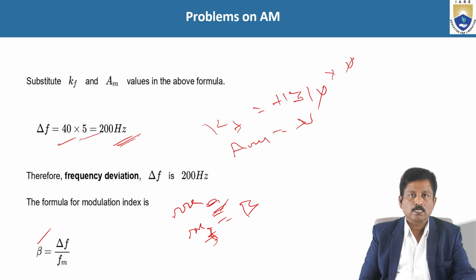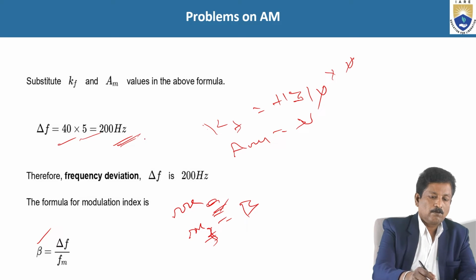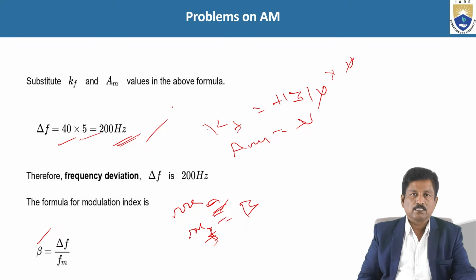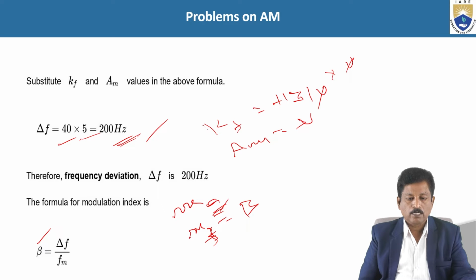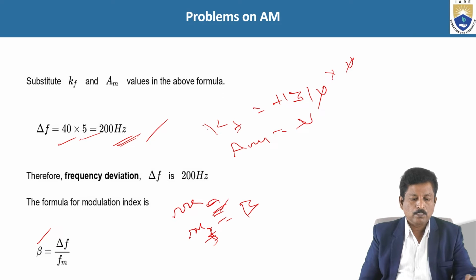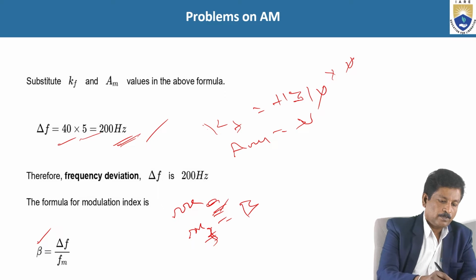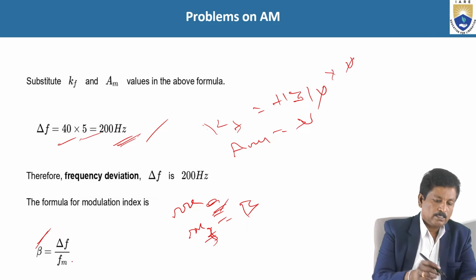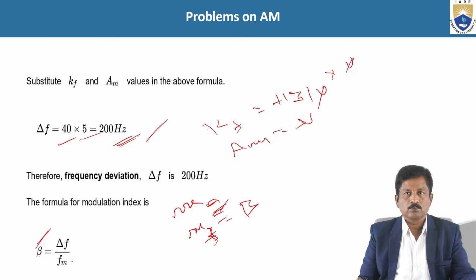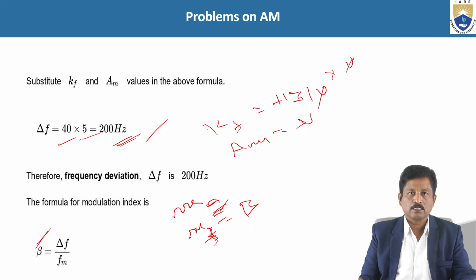You know what delta F is. What you calculated in the previous one, the frequency sensitivity, is given by AM into KF, so 200 hertz. We are going to use this for the calculation of the modulation index for the FM: beta equal to delta F by FM. So delta F is 200 hertz.